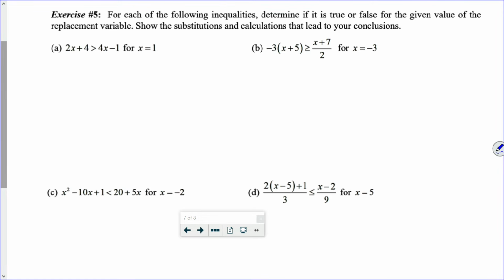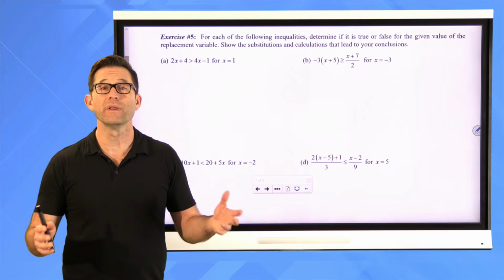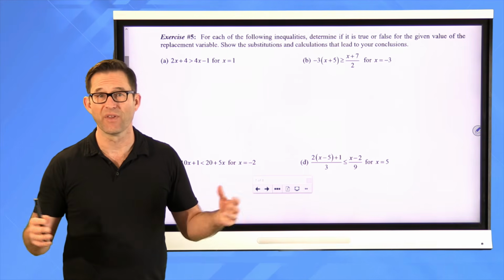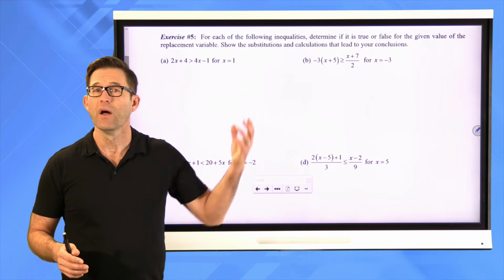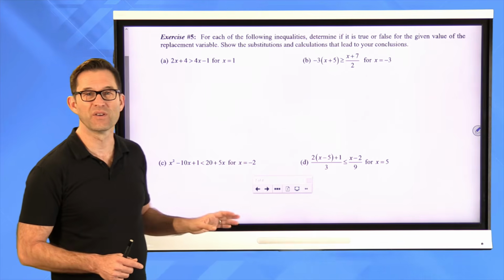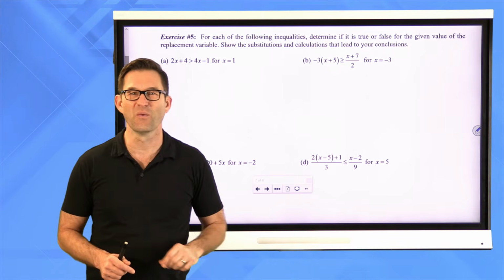For each of the following inequalities, determine if it is true or false for the given value of the replacement variable. That's just whatever, the value of x, the value of n, whatever. Show the substitutions and calculations that lead to your conclusions. All right, this is really no different than the problem we just did, except the things look a little bit uglier. Let's do the first one together, and then I'll turn you loose to do the other 3 challenging ones on your own.